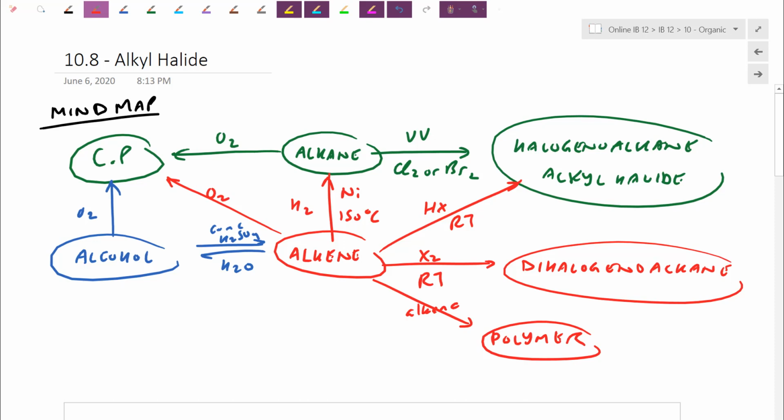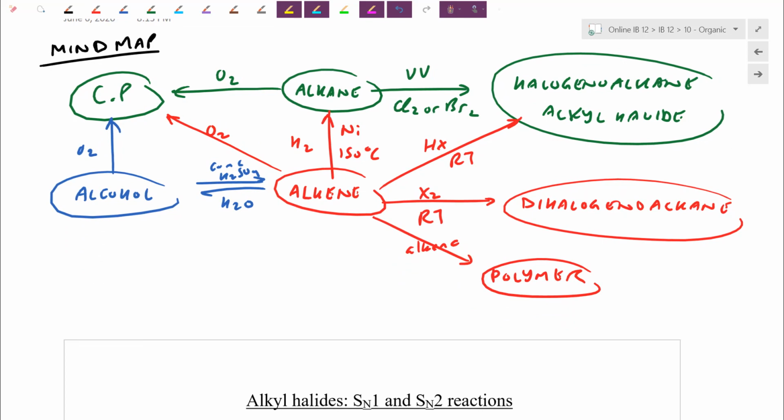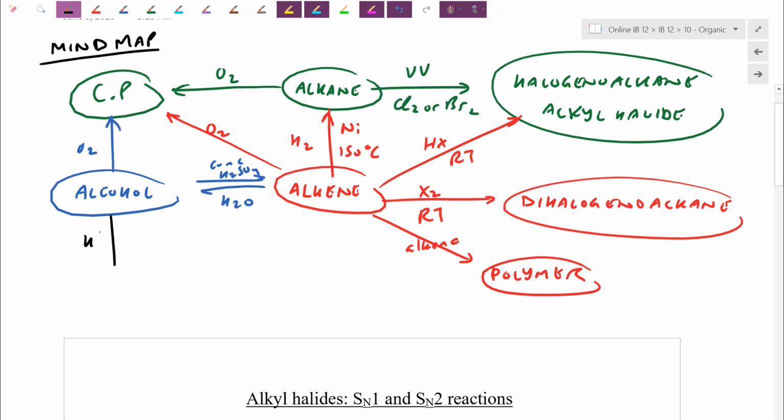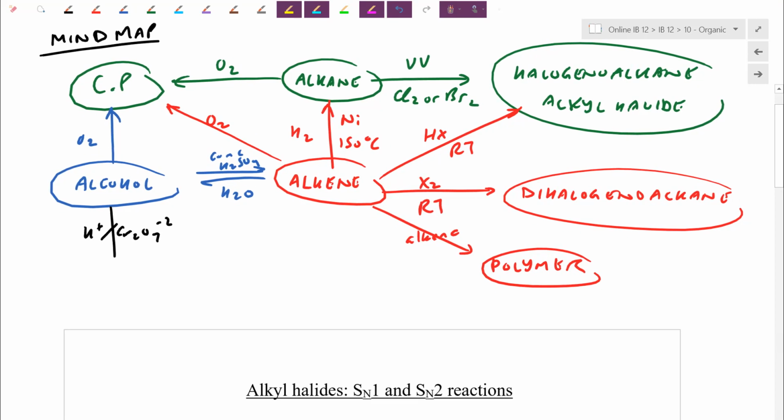But then what we learned yesterday was that depending on the degree of alcohol that we had, we can actually get different products. So let's just go down here. Most of them are going to involve using acidified dichromate. Acidified dichromate here is one example of an oxidizing agent. Sometimes they just say plus O, sometimes they use potassium permanganate, no problem. But the outcome is going to depend on whether it's first degree, second degree, or third degree. So primary, secondary, and tertiary.